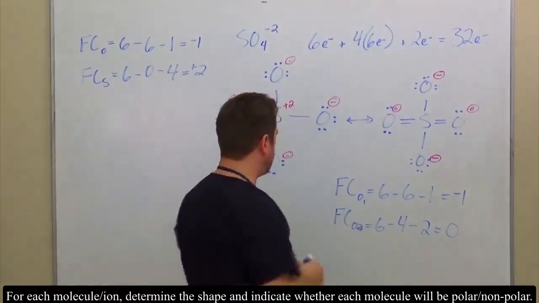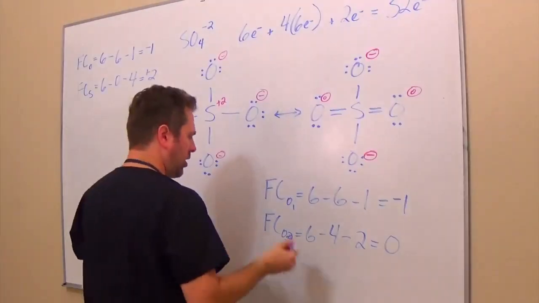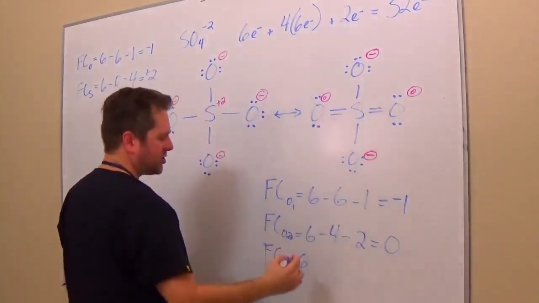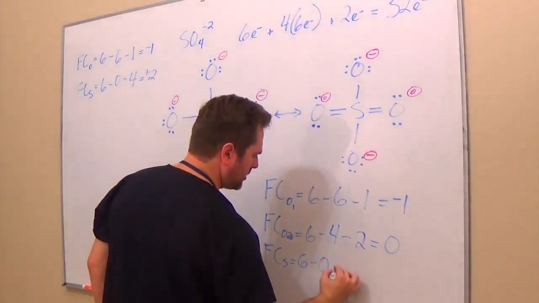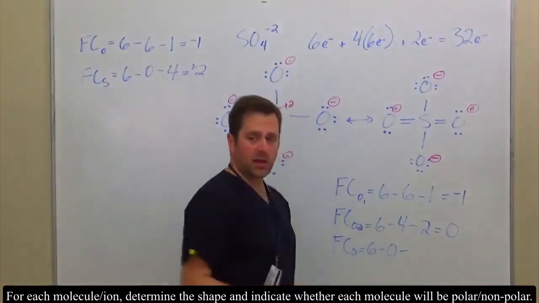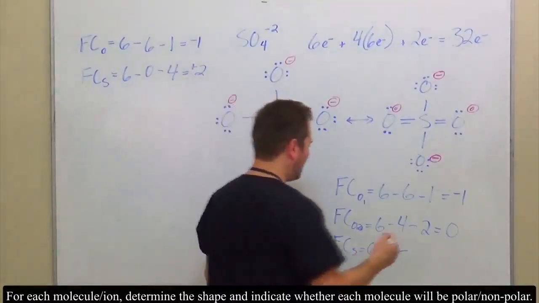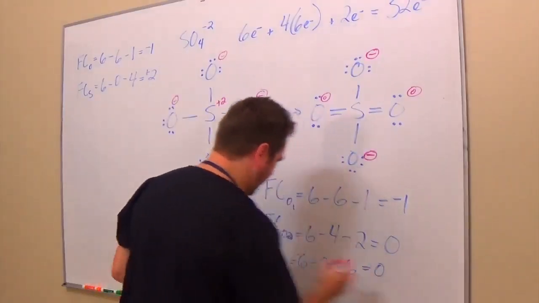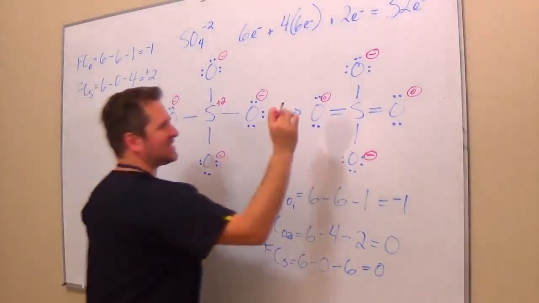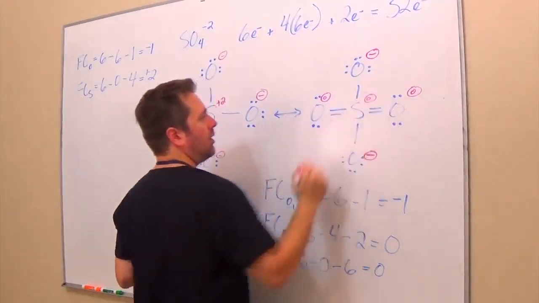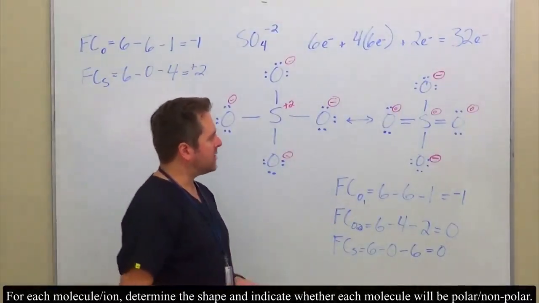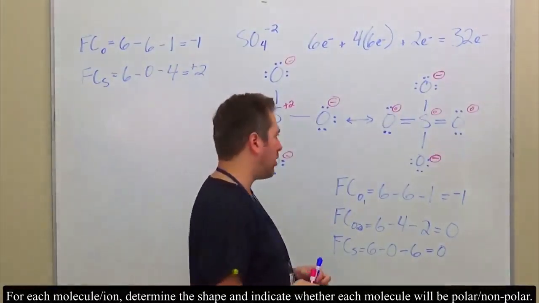Last but not least, let's do the sulfur. Formal charge of the sulfur is 6 minus no unbonded electrons, minus 2, 4, 6, 8, 10, 12 bonded electrons, right? Divided by 2 is 6. So therefore, its formal charge is 0. So already, between the two structures, this is the better shape. And this is what we'll use to determine the actual molecular geometry and determine if it's polar at all.